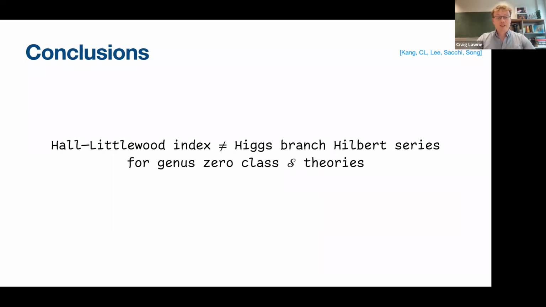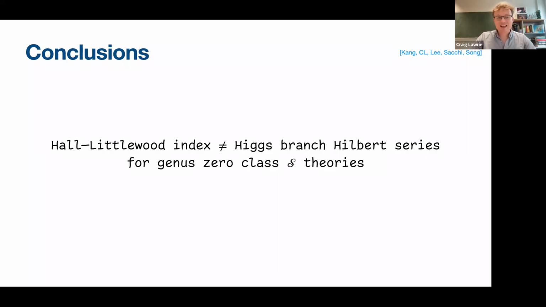Okay, and from this, what we discovered is that the Hall-Littlewood index and the Higgs branch Hilbert series are not necessarily equal to each other for genus 0 class S theories. In particular, if you have more than 4 twisted punctures, then these two quantities are different. And we expect this is because of the presence of D-type multiplets, which you can see when you have a Lagrangian way of seeing them.